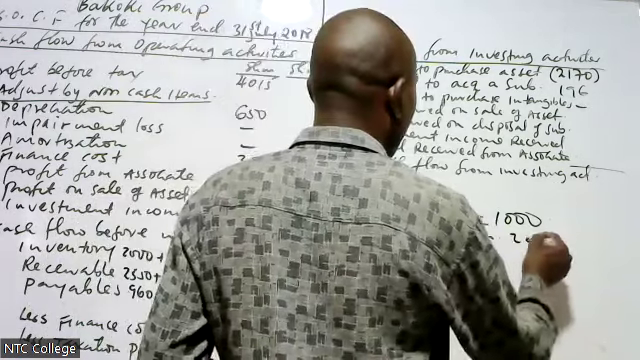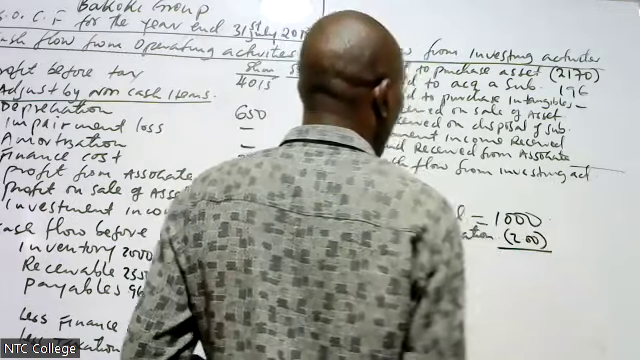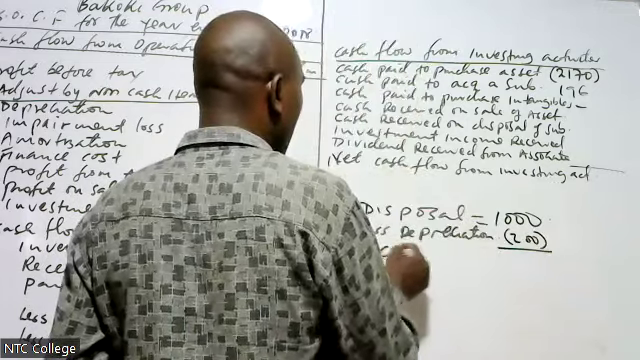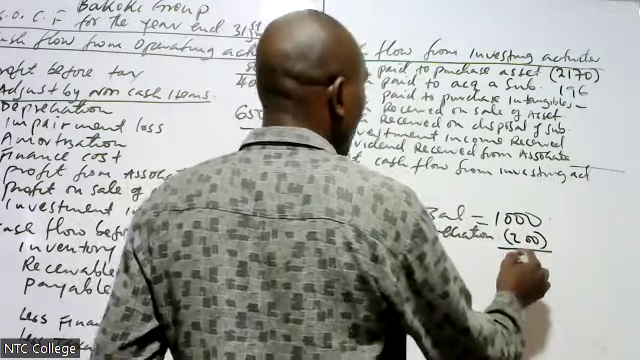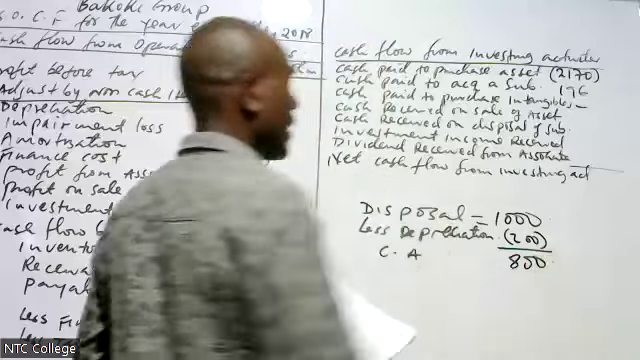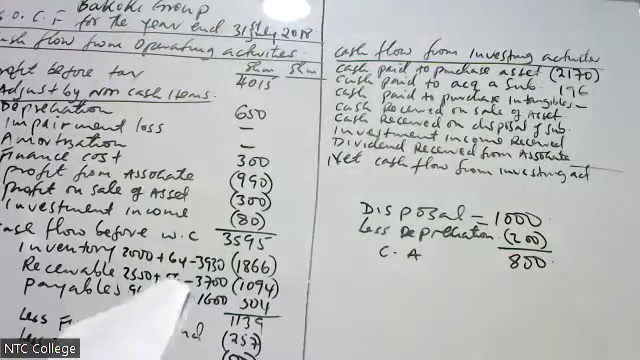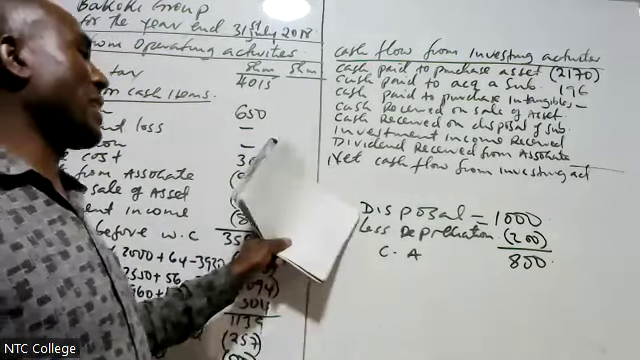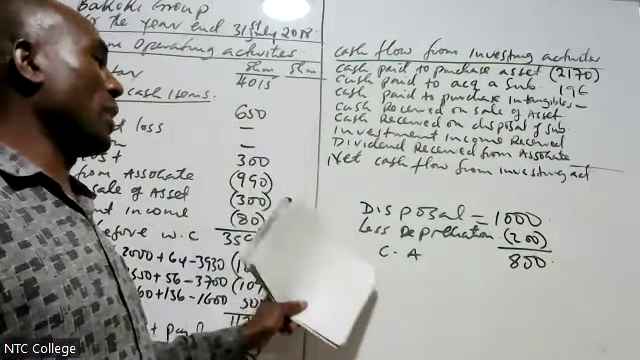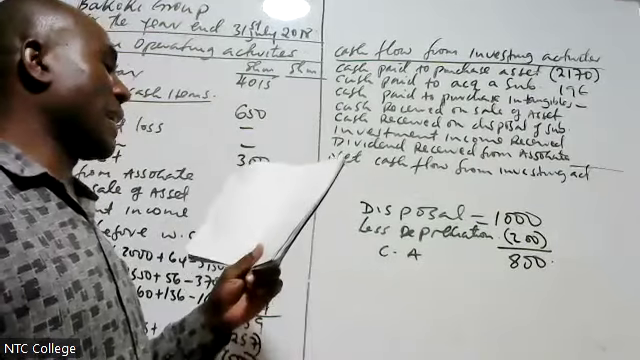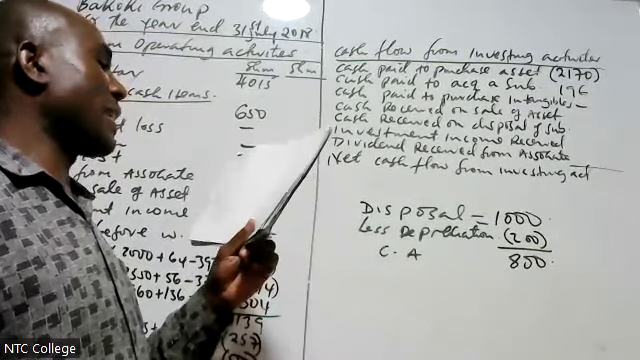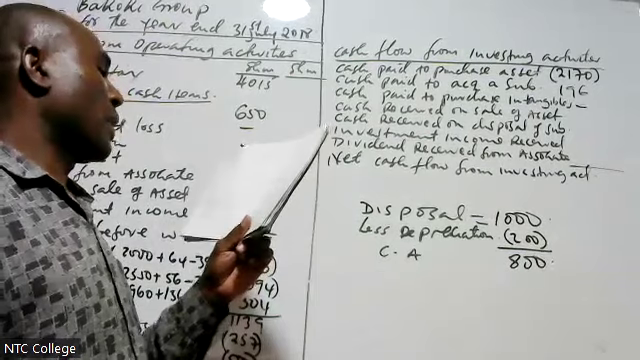It was 200. Therefore, the carrying amount that was disposed was 800. I'm taking the disposal of an asset minus depreciation. Carrying amount was 800. Then the examiner tells us in note number 6.